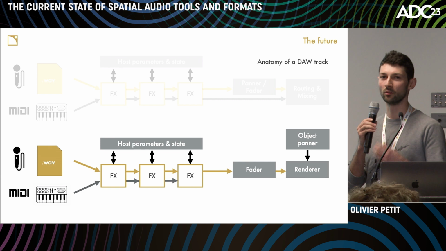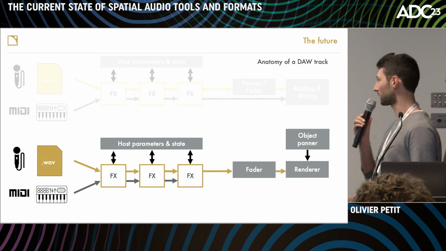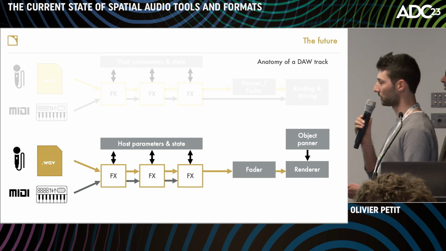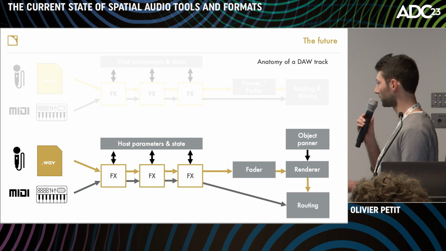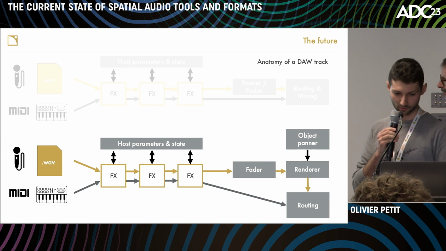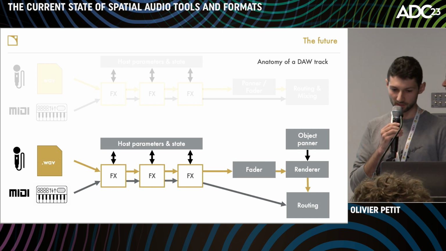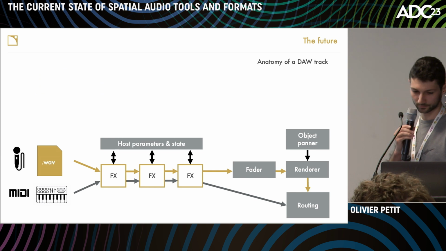So that could be binaural, 5.1, 7.1. In case of ELISA, it can be any speaker format. It doesn't need to be predefined. And then we still have the routing, and we still have the MIDI in the picture.